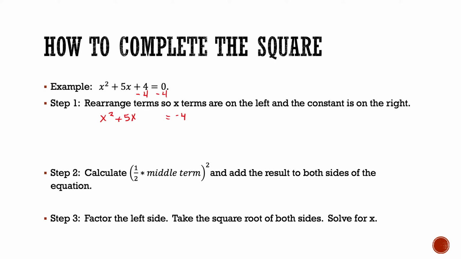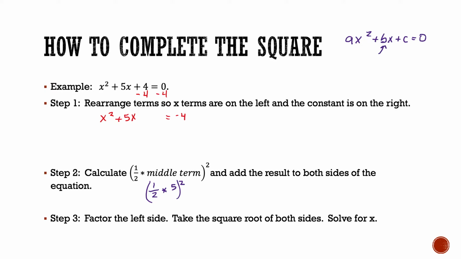Step 2 is to calculate half times the middle term and square it. Now, by the middle term, we mean the number that sits in front of the x, because remember that your quadratic equation has the form ax squared plus bx plus c is equal to 0. So when we're talking about the middle term, we're talking about the number sitting in front of the x. So in our case, that is going to be 5. So I'm going to take 1/2 and multiply it by 5 and square the result.